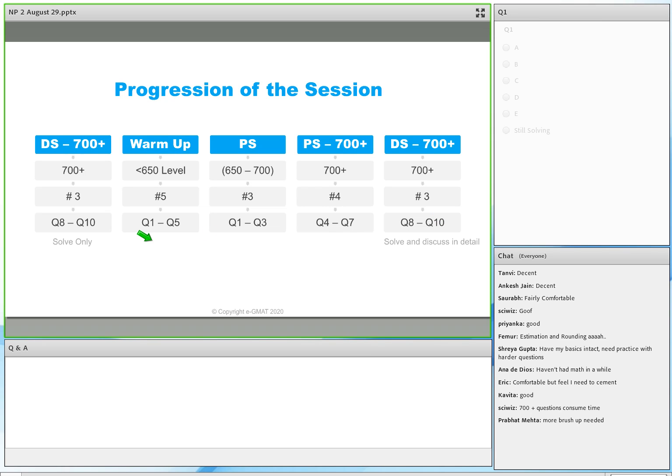What is it that we are going to actually learn? We'll start with the warm-up section where we'll warm ourselves up with some basic conceptual questions. Then we'll go one notch up, 650 to 700 problem solving questions, then slightly higher, 700 plus again, but problem solving still. And then finally will be 700 plus DS questions. I hope everybody is very clear what we're going to do.